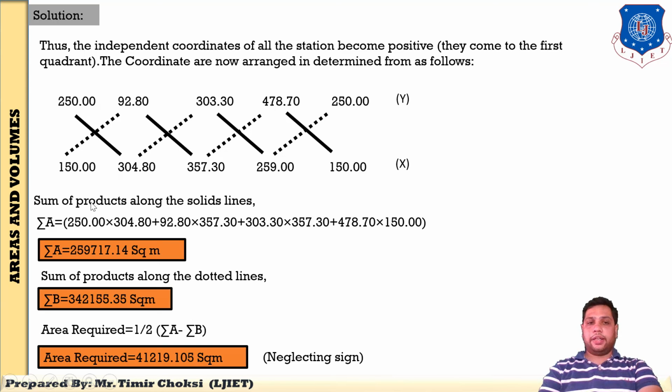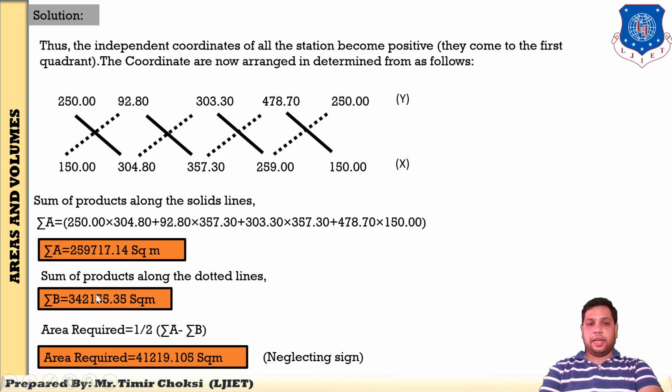Now the last step: you know the sum of products along the solid line. So summation A equals 250 into 304.80 plus 92.80 into 357.30, up to the last, 478.70 into 150, and find the answer of summation A. Similarly, the sum of products along the dotted line: 150 into 92.80 plus 304.80 into 303.30, and so on. So you find the sum of the products along the dotted line as summation B.